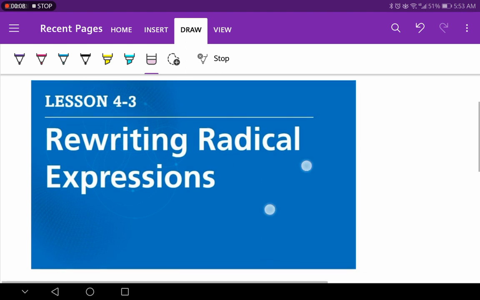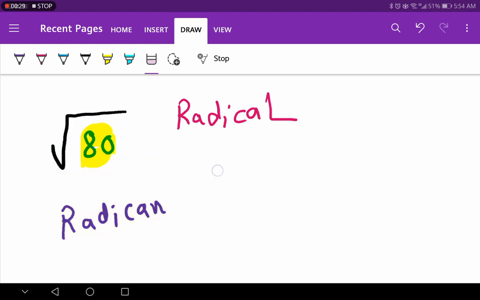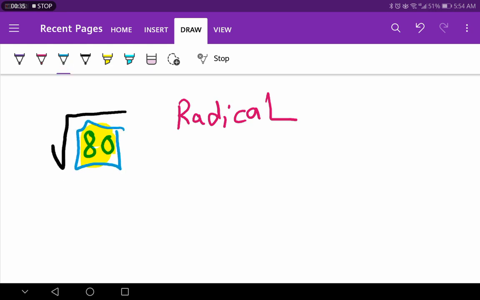Rewriting radical expressions. Let us start. For example, we have radical 80, but you have to know the number inside the radical is called the radicand, and this sign is called the radical sign. If I say radicand, I mean the number inside the radical sign. For example, what is the radicand here? Yes, the radicand is 7. And how do we read it? Radical 7. Good.